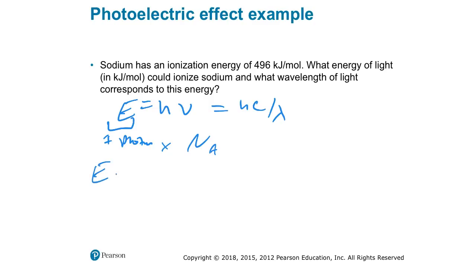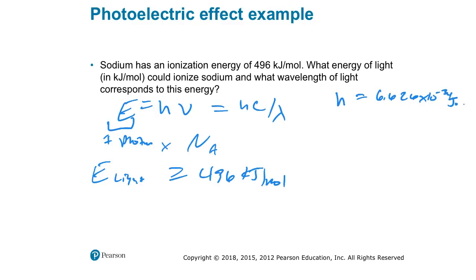So you'd want the energy of your light to be greater than or equal to 496 kJ per mole, and then electrons should be ejected from sodium. So then the question is, what wavelength of light corresponds to this energy? Again, we have this wavelength and energy relationship, E is equal to hc over lambda. Let's remind ourselves that h is 6.626 times 10 to the minus 34, and that's joules times seconds are the units here. And so that's our Planck's constant.